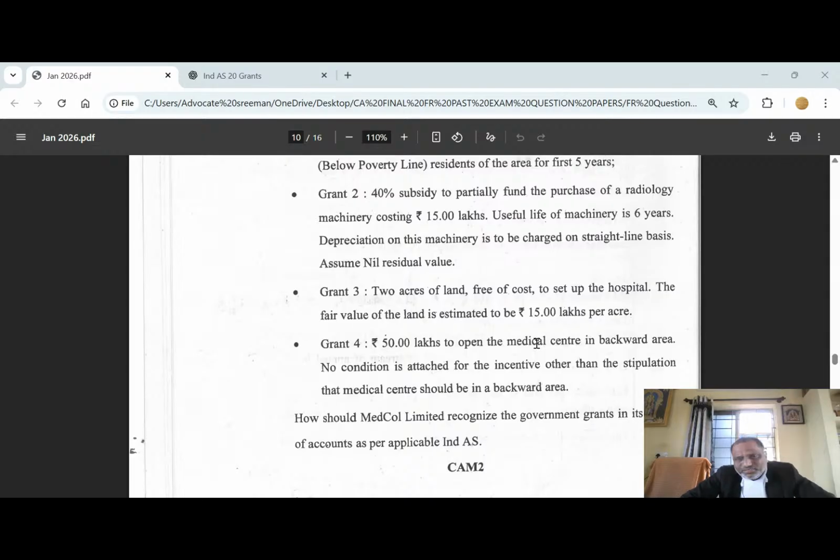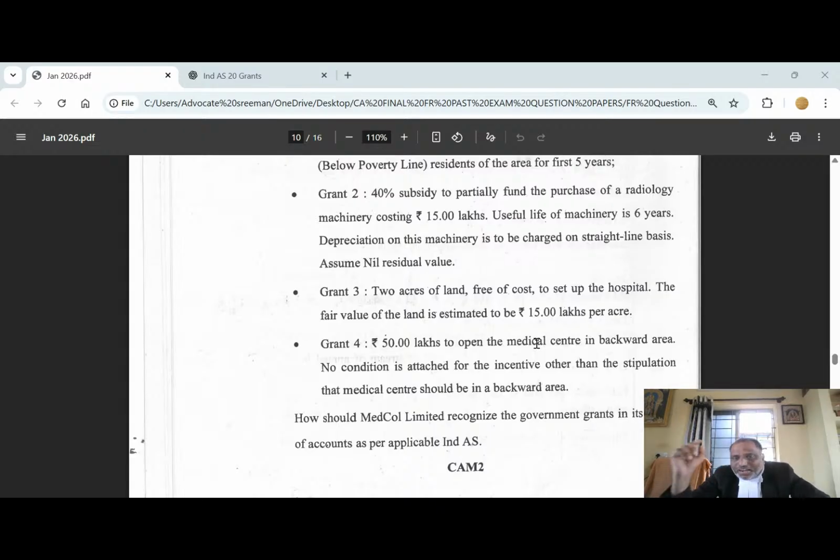This 9 lakhs, over how many years? My useful life is 6 years. Then 1.5 lakhs per year. So that's it. This is grant 2 over. Now you come to grant 3. Grant 3 speaks about 2 acres of land they have given to us.